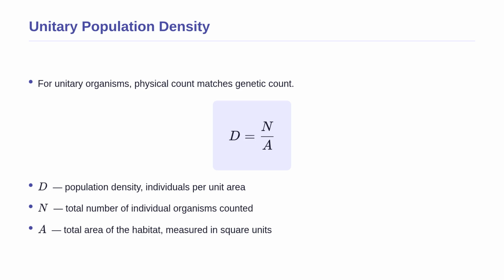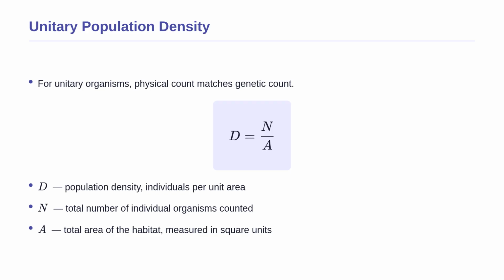To avoid these ecological errors, we use specific mathematical models, starting with the formula for unitary population density. Because every physical body of a unitary organism represents one unique genetic individual, we can directly use the standard population density formula. The formula is D equals N divided by A.